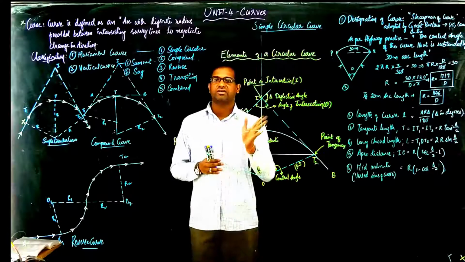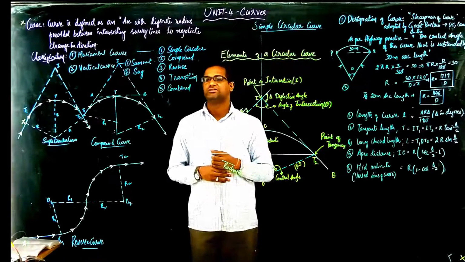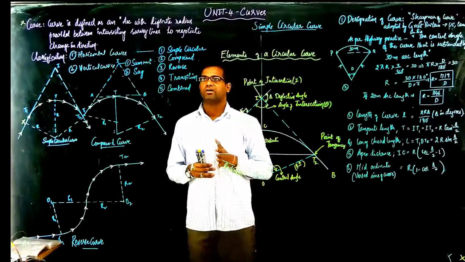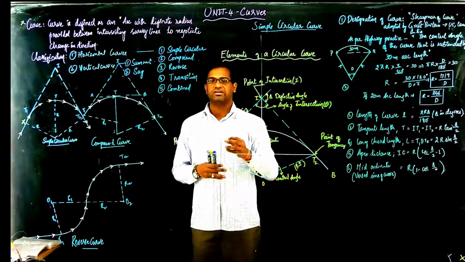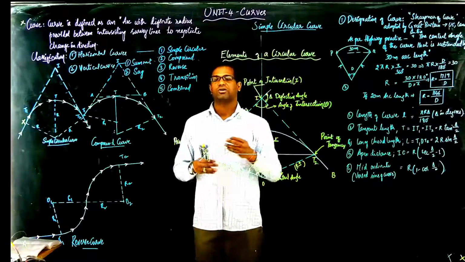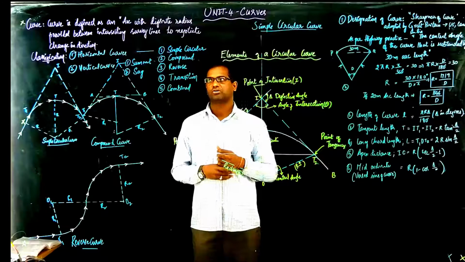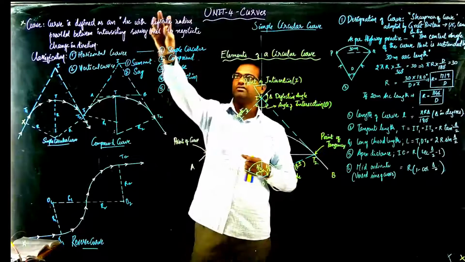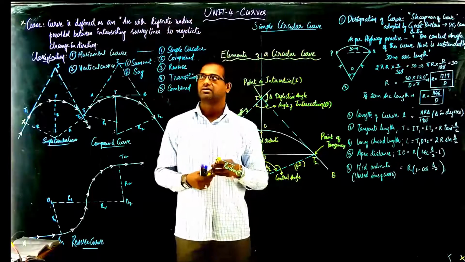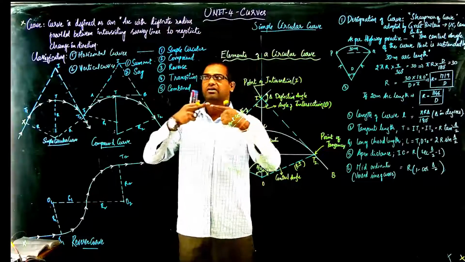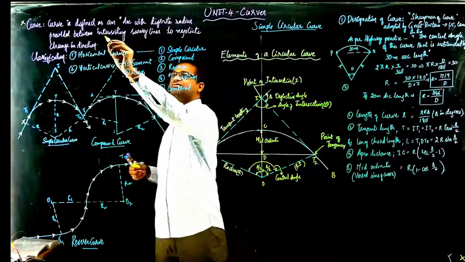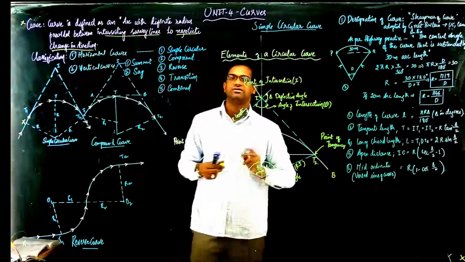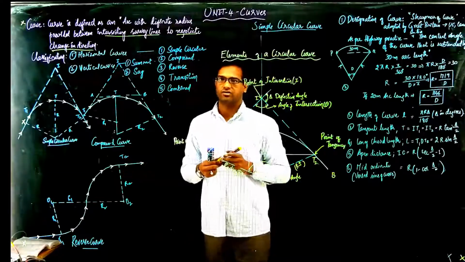So when you have change in direction, you cannot have a sharp change in direction. So we need to provide a curve in which the change in direction is smooth so that accidents can be avoided. So the curve is defined as an arc with a definite radius provided at intersection of survey lines, to negotiate the change in direction. So this is the definition of the curve.